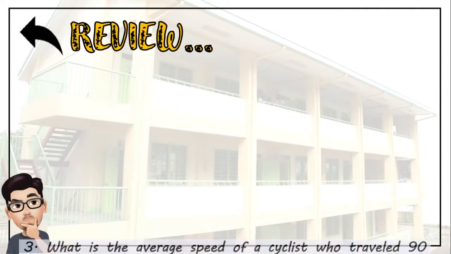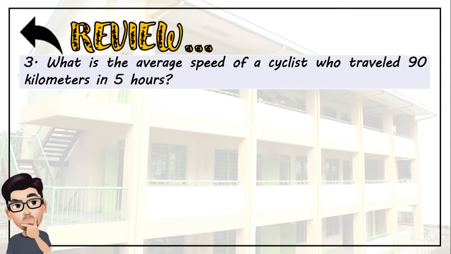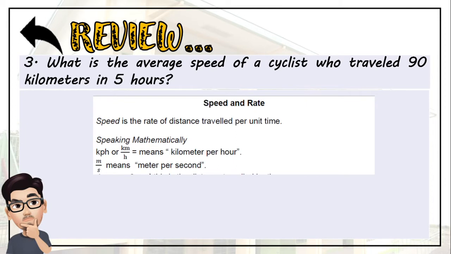So let's move on to the next item. What is the average speed of a cyclist who traveled 90 kilometers in 5 hours? Let's review about the average speed. Speed is the rate of distance traveled per unit time, which means kph is also known as kilometers per hour, and m over s or mps means meters per second. Remember the line: distance traveled per unit time.